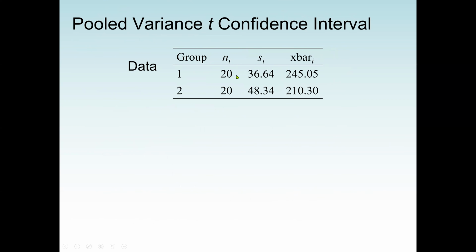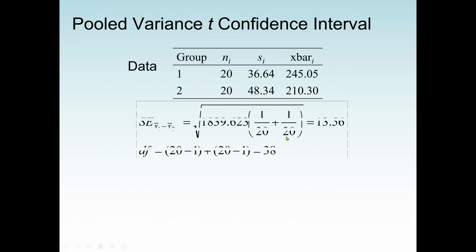So for the pooled variance confidence interval, we'll do our calculations, and we may come up with this. So we have two groups, 1 and 2, and the size is the same. We know the standard deviation for both of them, and also we know the X bar, or the mean. So here we can find the standard error for the difference. Then we find the degrees of freedom.